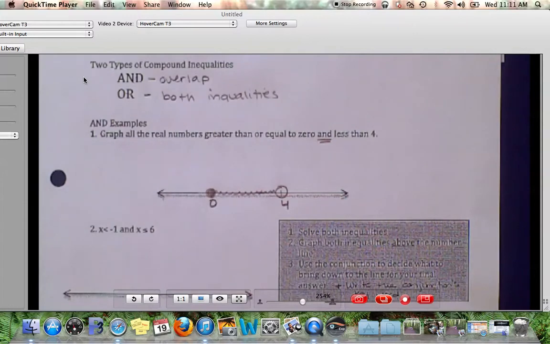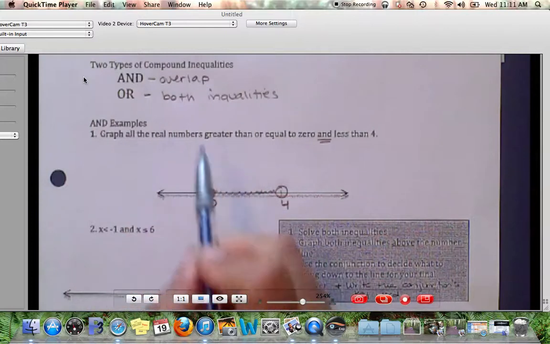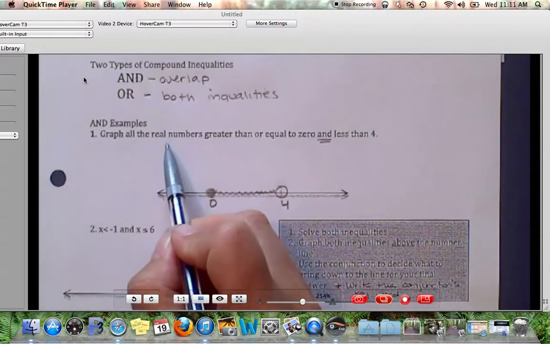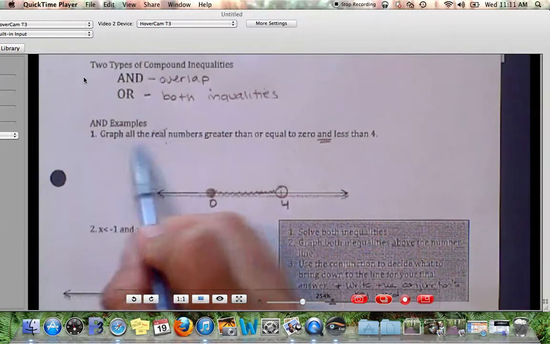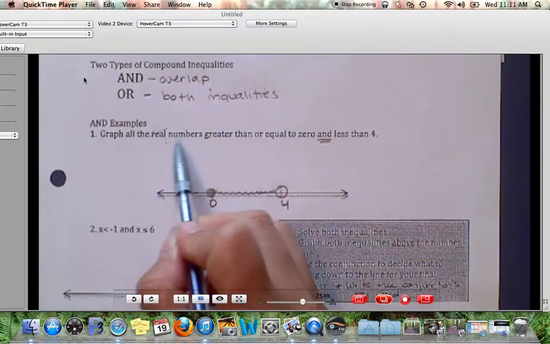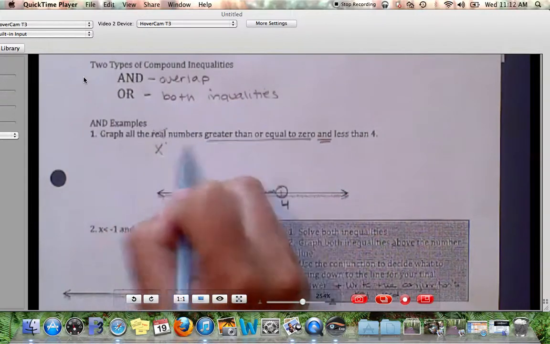So let's go the long way here and translate this. All the real numbers, now for algebra purposes, we only talk about real numbers. So for now, you can kind of just consider all the numbers greater than or equal to 0. Let's write that first. All the numbers x greater than or equal to 0.